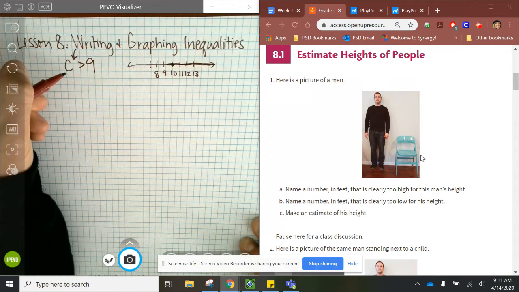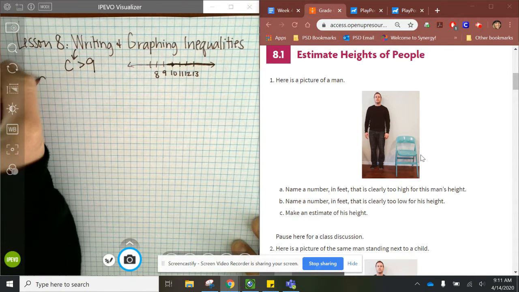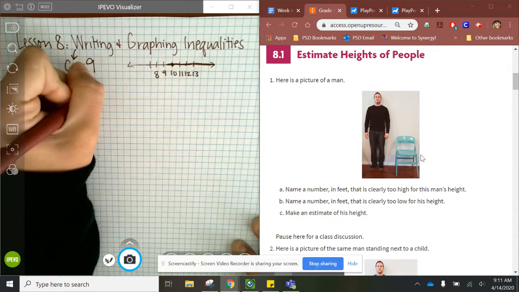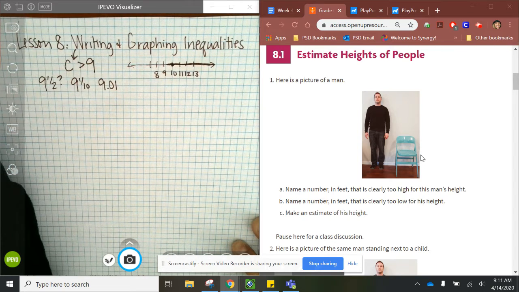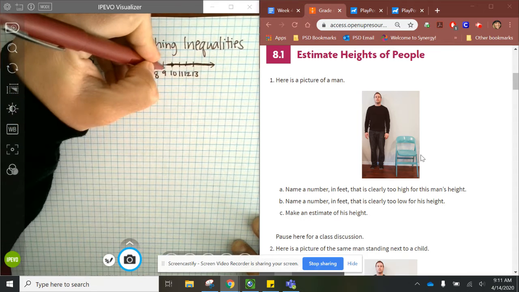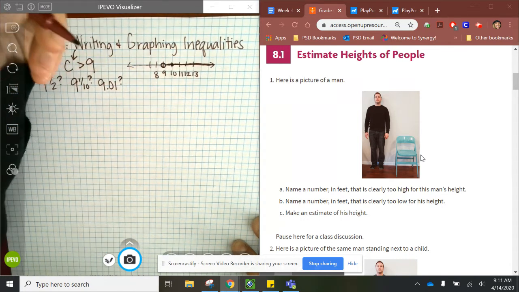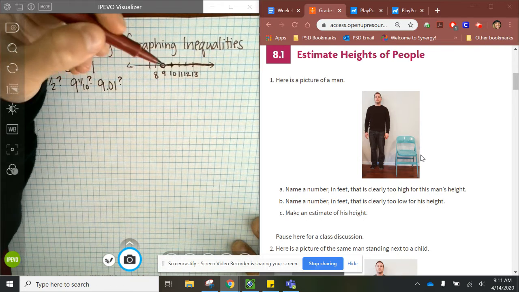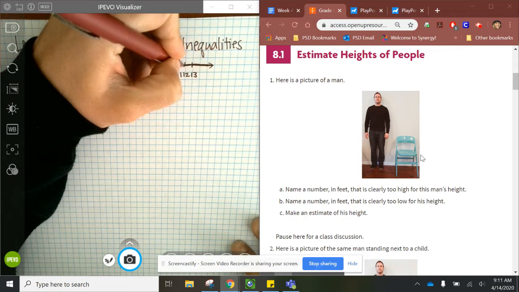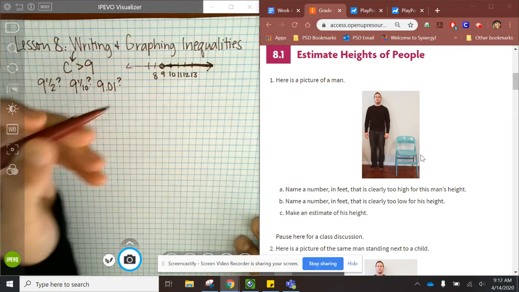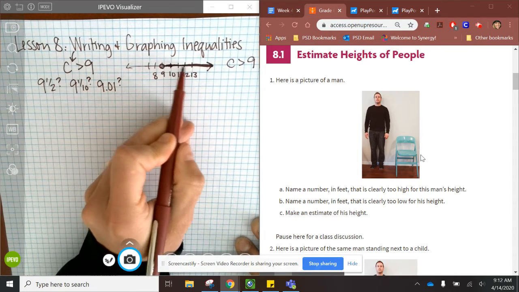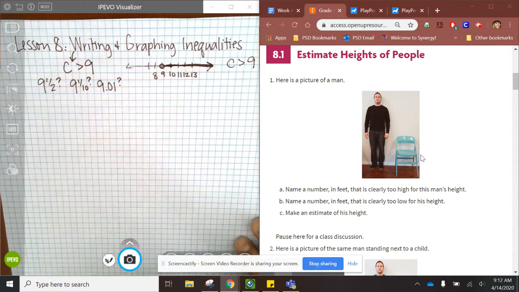What about 9.5 or 9 and 1/10, or 9 and 1/100? All of those values are greater than 9. And so what we would do to represent that is we're going to do an open circle over here on 9 to show that all of the values leading up to 9 but not 9 are greater than 9. So then we shade over here, and we could say that this graph right here represents C is greater than 9. All of these values that are shaded in would be true if they were substituted for C.